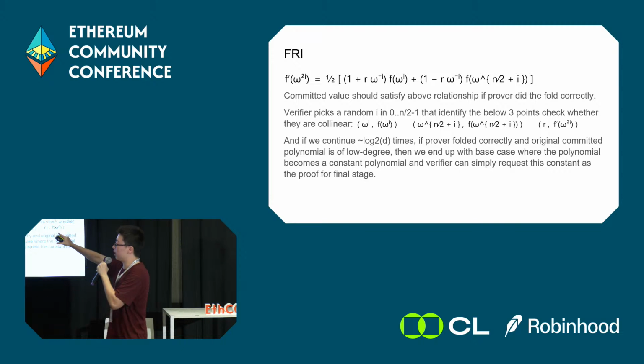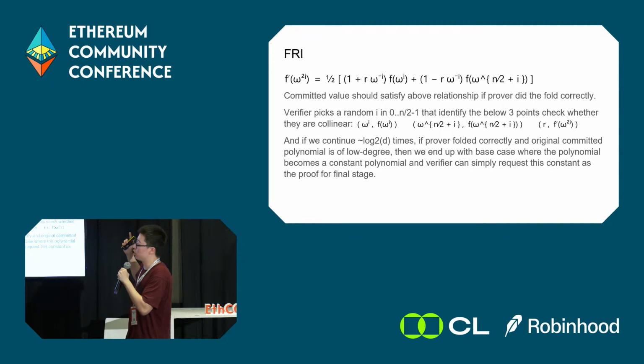but here we are checking these 3 points are collinear. So if we continue, and these points are collinear, that means the relationship holds. That means the prover folds the polynomial correctly.